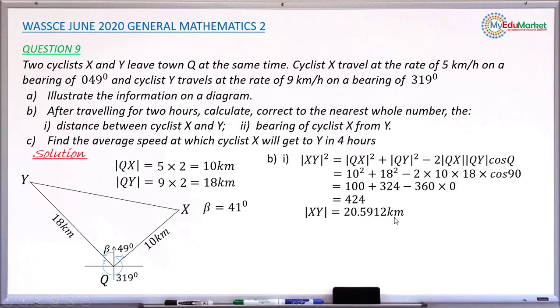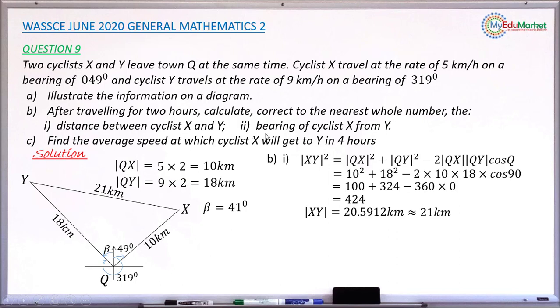Which, if you now use your calculator correctly, gives you answer 20.5912 kilometers. But the question asked is to write this distance to the nearest whole number. So this very distance rounded to the nearest whole number will now be 21 kilometers. So question Roman 1 has now been answered.